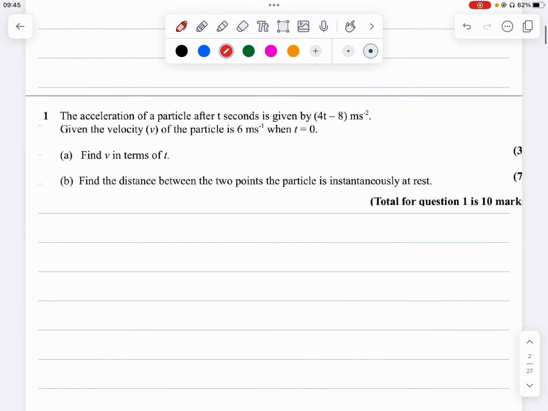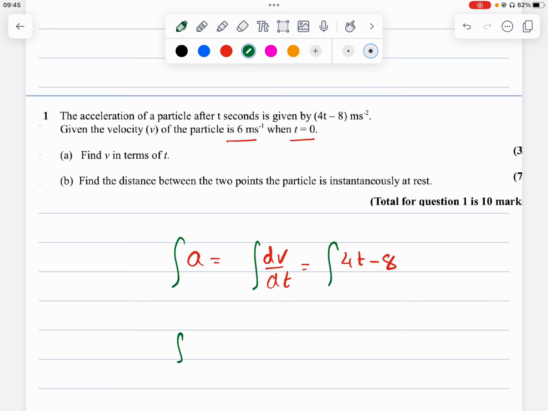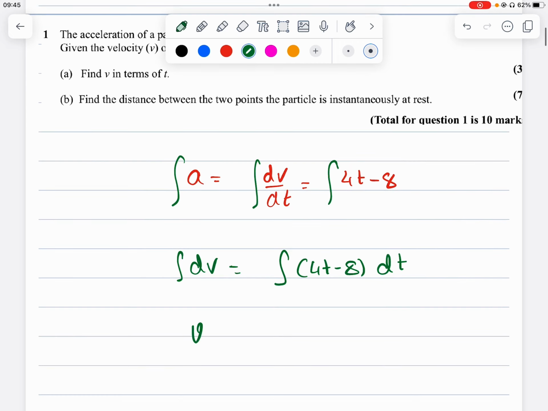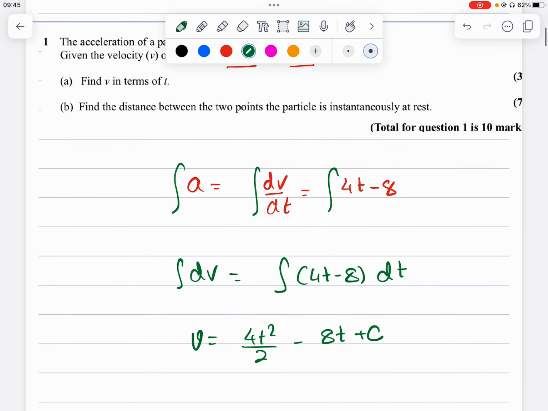Coming to the first question, the acceleration is given, which is dv/dt = 4t - 8. And the velocity is 6 meters per second at t = 0. So what am I going to do? I'm going to do the integration. So the integral of dv equals the integral of (4t - 8) dt. So this gives you velocity v = 4t²/2 - 8t + c. So we need to find the value of c.